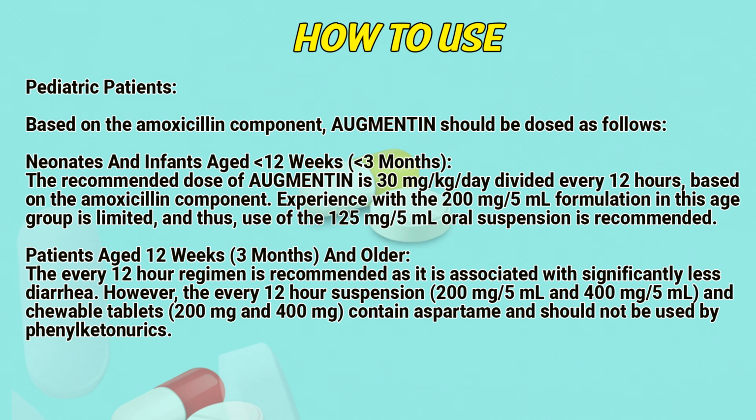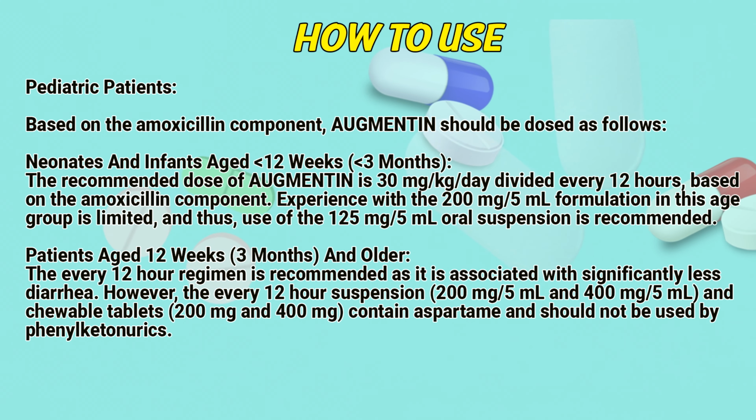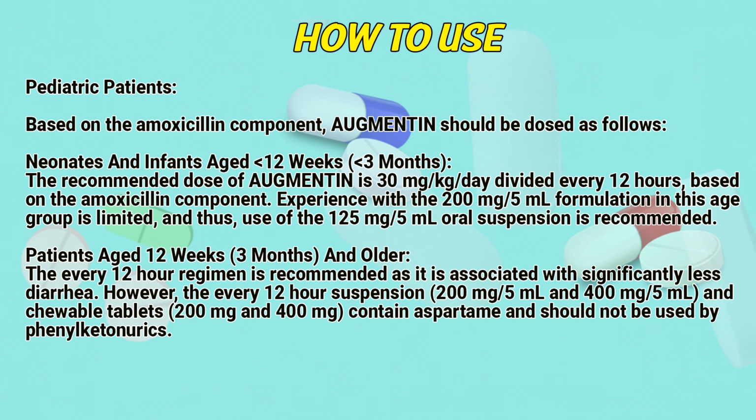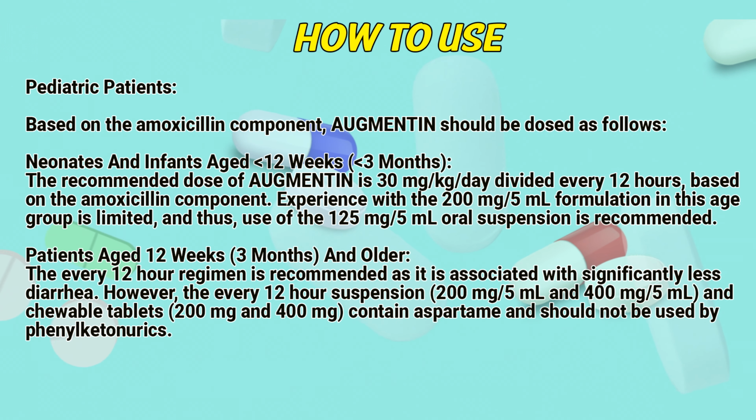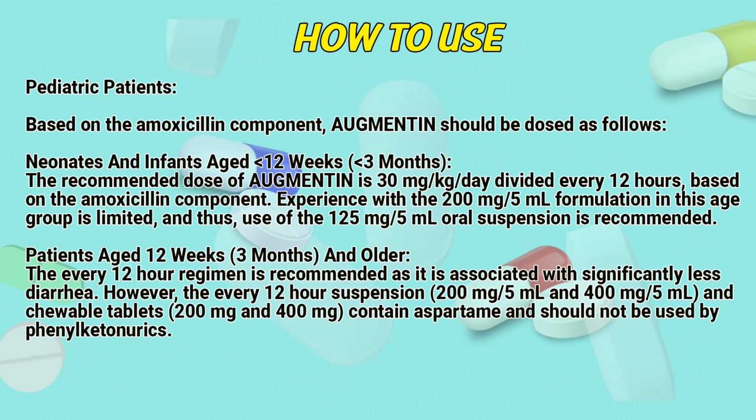Based on the amoxicillin component, Augmentin should be dosed as follows. Neonates and infants aged less than 12 weeks. The recommended dose of Augmentin is 30 mg per kilogram per day, divided every 12 hours, based on the amoxicillin component. Experience with the 200 mg/5 ml formulation in this age group is limited, and thus use of the 125 mg/5 ml oral suspension is recommended.